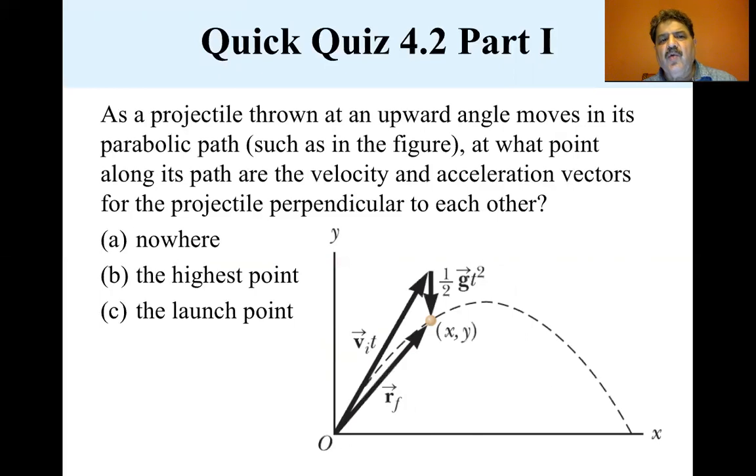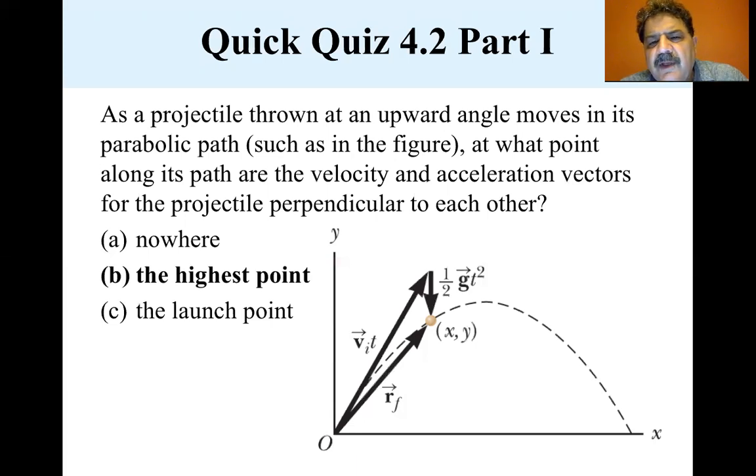Let's do a quick quiz. As a projectile is thrown at an upward angle in its parabolic path, at what point along its path are the velocity and acceleration vectors for the projectile perpendicular to each other? Is it A, nowhere, B, the highest point, or C, the launch point? I'll let you think about it a little bit. And it is at the highest point.